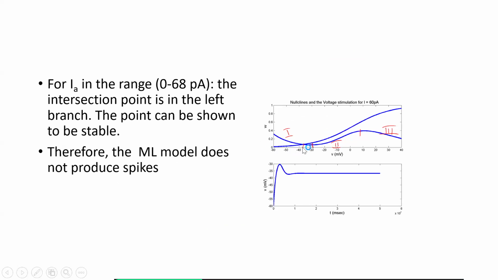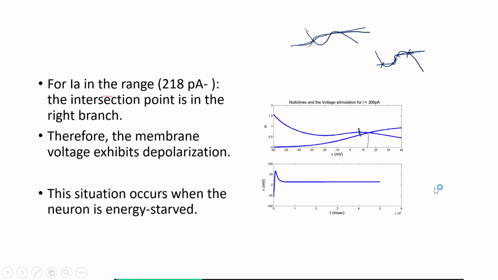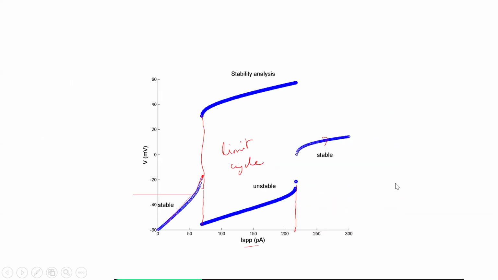Again, like the previous case, if the intersection point is in the first branch, it's a fixed point, like a resting state. It doesn't oscillate. But if the intersection goes to the middle, we'll have an unstable focus here. So the flow doesn't go to the fixed point. It simply oscillates around the fixed point. You get limit cycles. If you increase current further, the intersection moves to the rightmost branch. At that point, the intersection point will again be a stable point. Therefore, there's no oscillation, and the voltage simply settles down at a constant value.